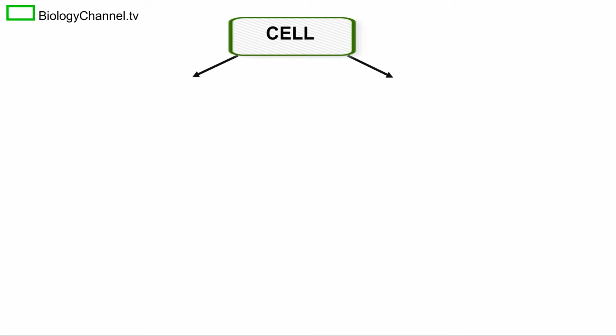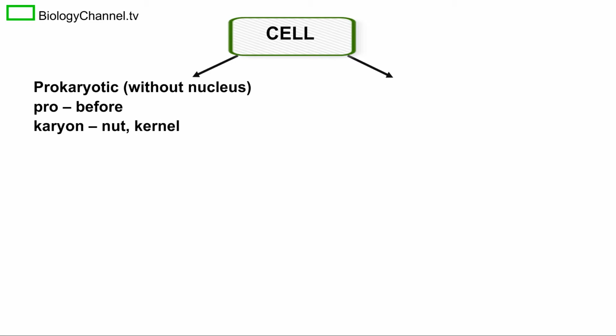Okay, let's make some order and classify the cells. They can be divided into two main groups. First, cells without a nucleus are called prokaryotic cells. In straight translation from Greek, pro means before, karyon means nut or kernel. Why before? Because this kind of cells appeared first during evolution before cells with nuclei. Prokaryotes include two domains, bacteria and archaea.